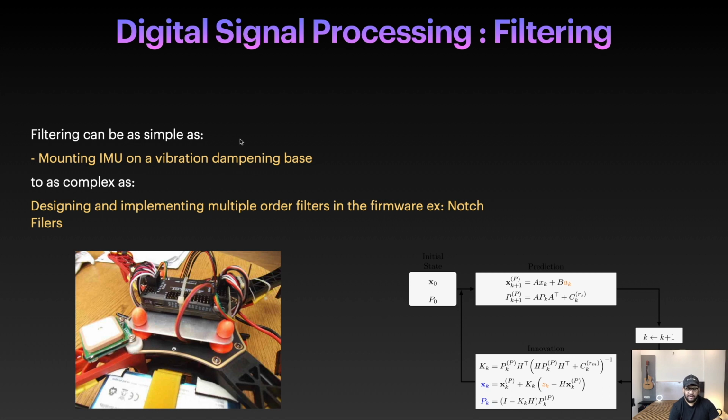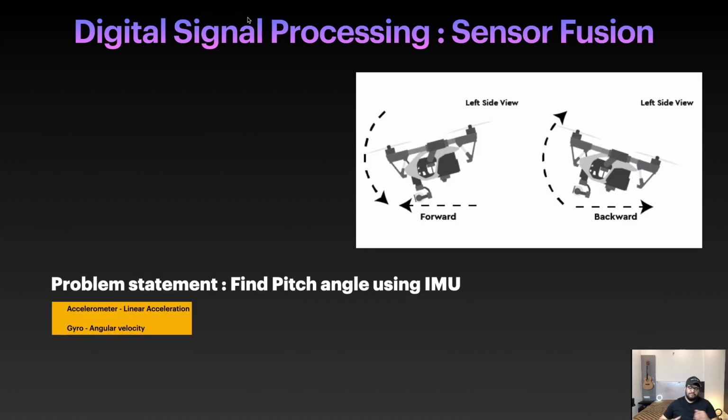For now, you can understand that we can filter the noise in the system using vibration dampeners or by designing filters in the firmware. So we solved the first problem of noise using filters or vibration dampeners. But what about the second problem?